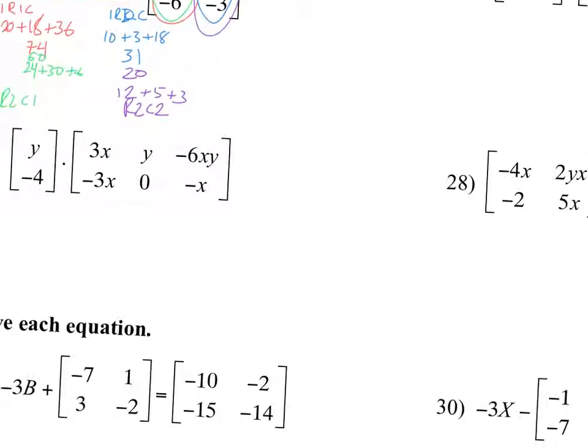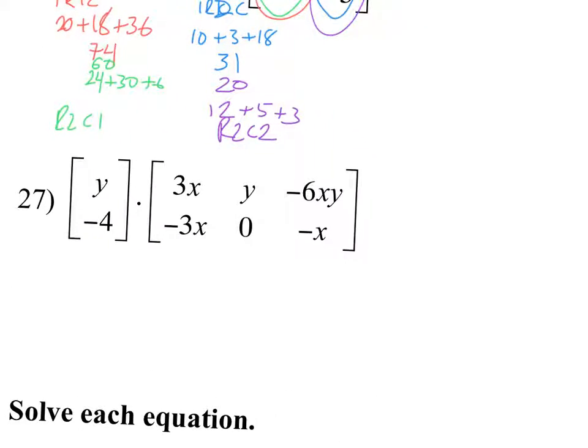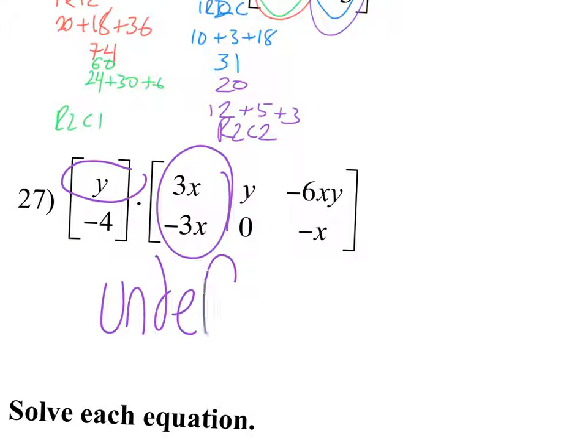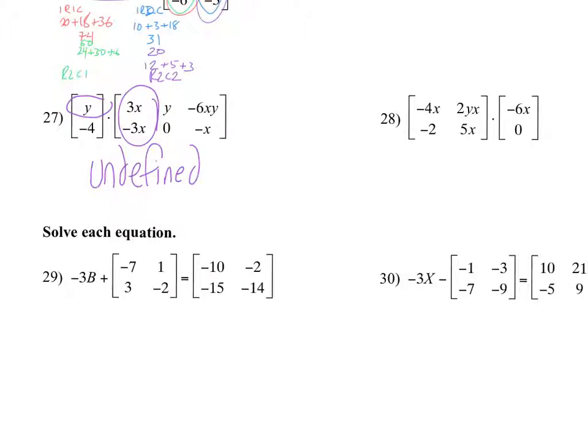Looking at 27, this is multiplication again, so row 1, column 1, and immediately I see those don't actually match up. I can't multiply one element by 2. This one is undefined. Is that a cop-out for me to choose that one to do so I do less work? Yes. Am I feeling sorry about it? No.